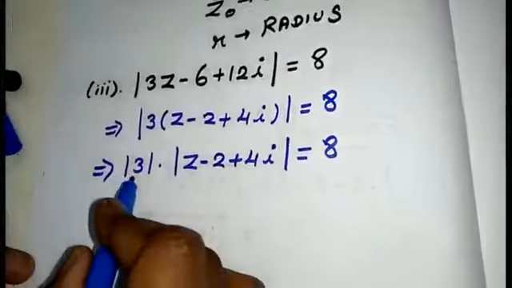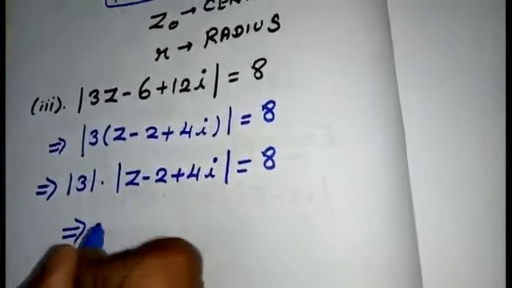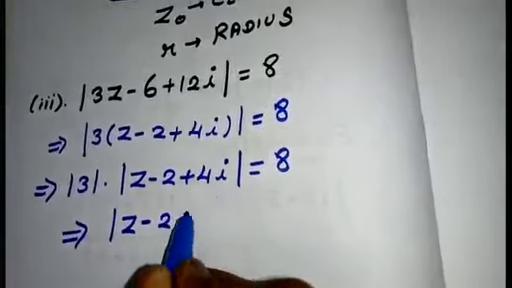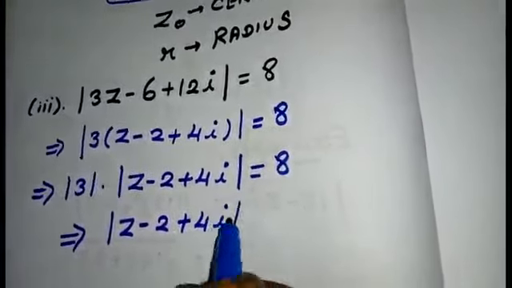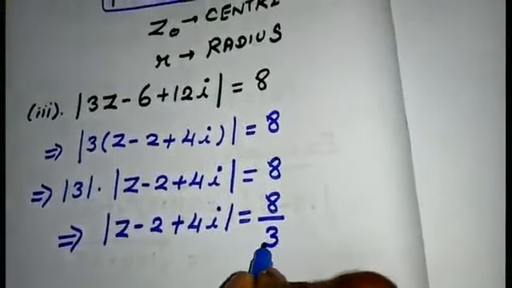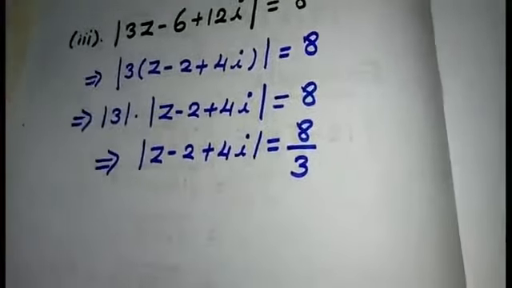Modulus of 3 is nothing but 3, so I am going to cross multiply the term. If I cross multiply, I will get z minus 2 plus 4i equal to 8 divided by modulus of 3, which can be written as 3. Till this point I hope you are understanding, students.